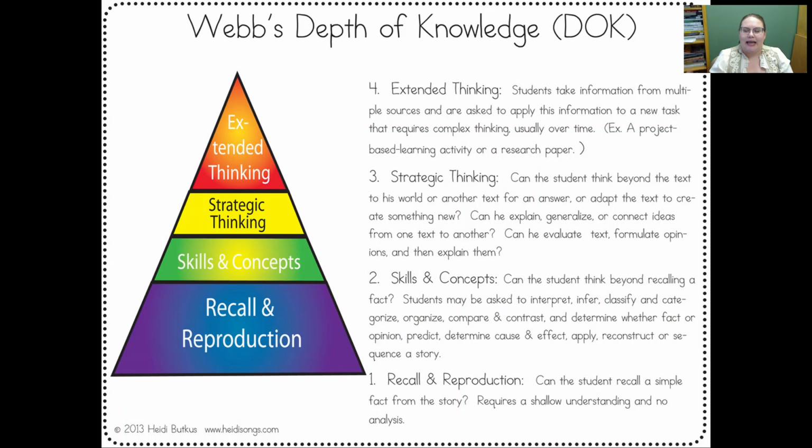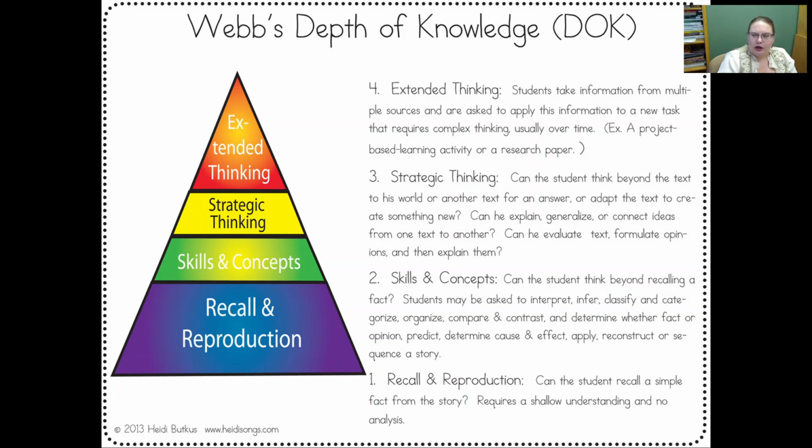So with that said, let's talk about the lowest level. So in Webb's depth of knowledge, the lowest level is recall and reproduction. So when we talk about some of the key terms for recall and reproduction, we can see, can a student recall a simple fact from a story? It requires shallow understanding and no analysis.